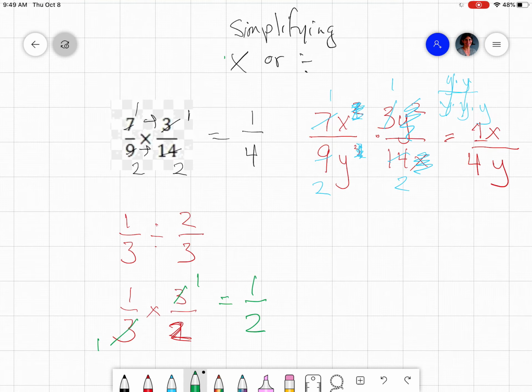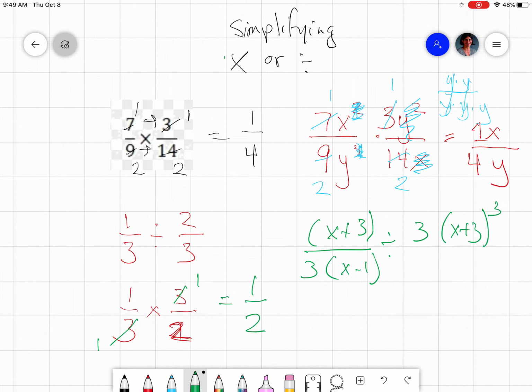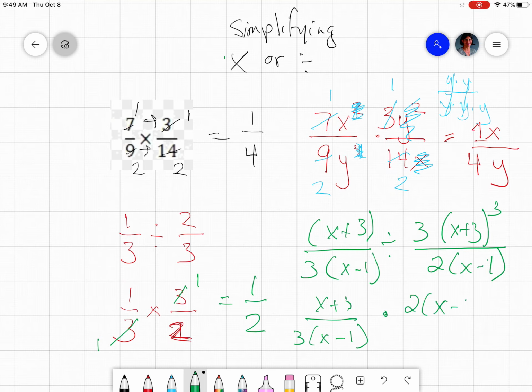And we can do the same thing if we have something really complicated. So I could have something like x plus 3 over 3 times x minus 1, divided by, we had that 3 there, so let's say 3 times x plus 3 cubed, divided by 2 times x minus 1. And I would still set it up the same way. The first fraction stays exactly the same. The second fraction, I have to turn over.